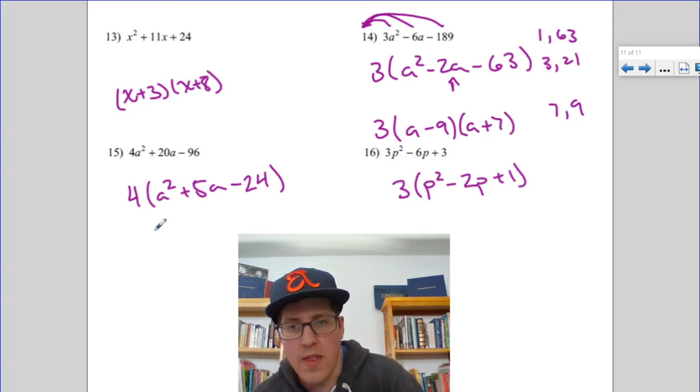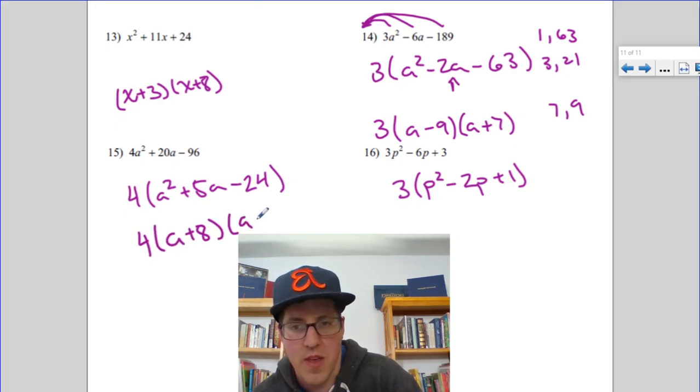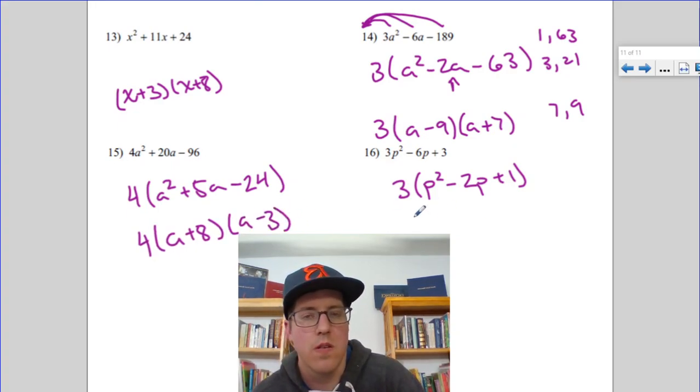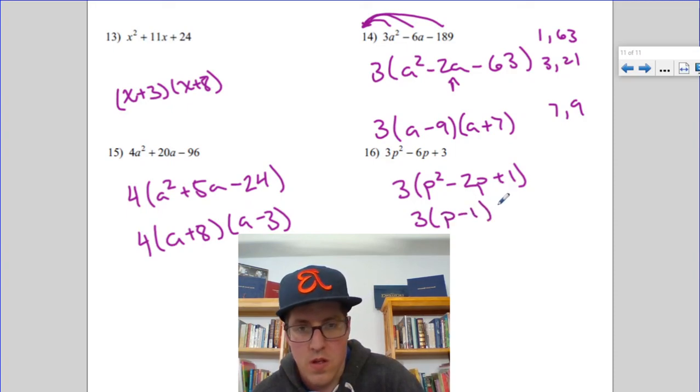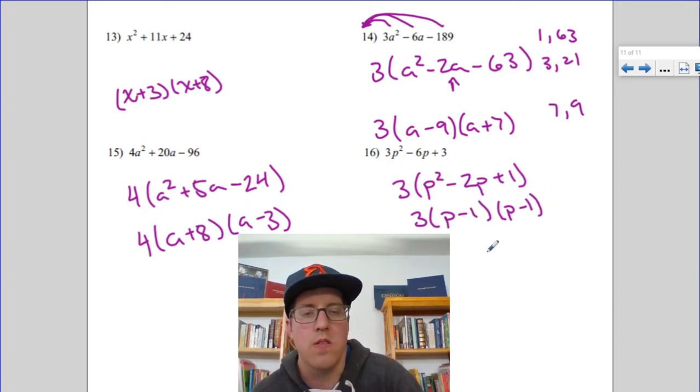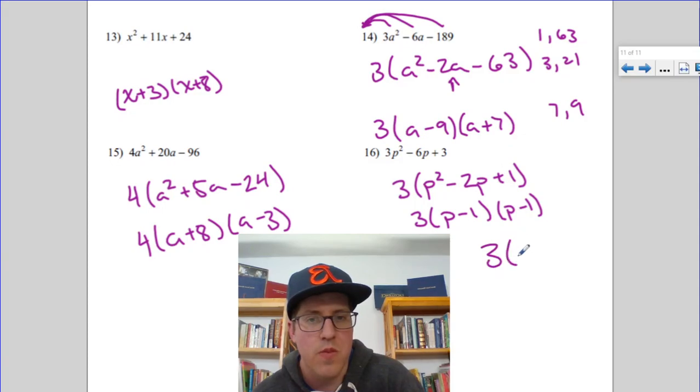We've done one like this already, so it would be 4 times a plus 8 times a minus 3. And this would be 3 times p minus 1 times p minus 1. And sometimes we write that as 3 times p minus 1 squared.